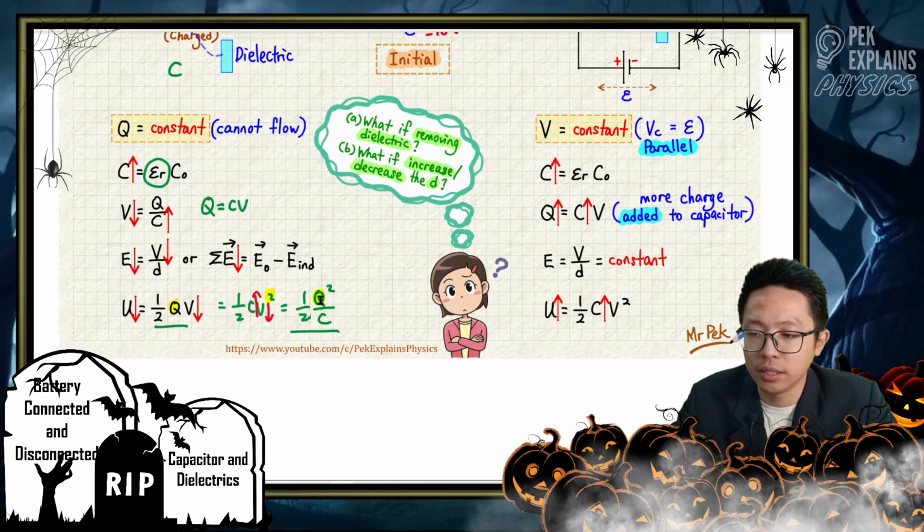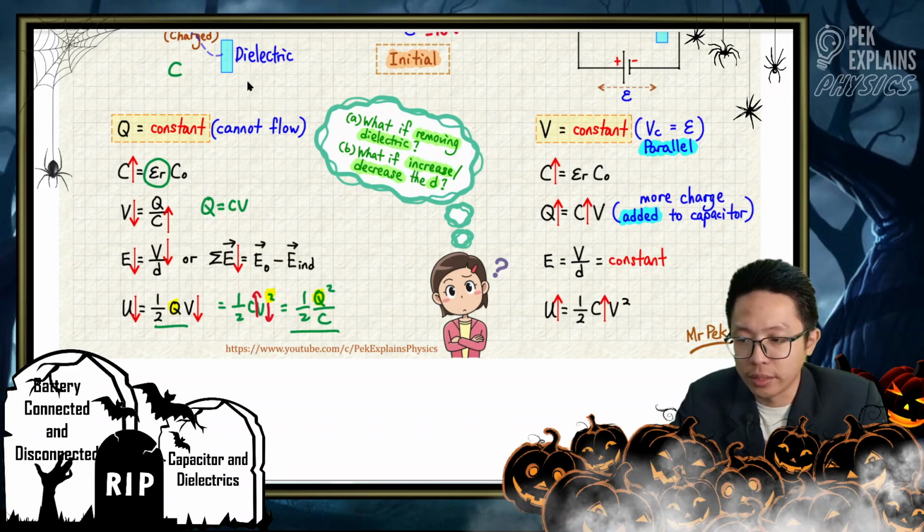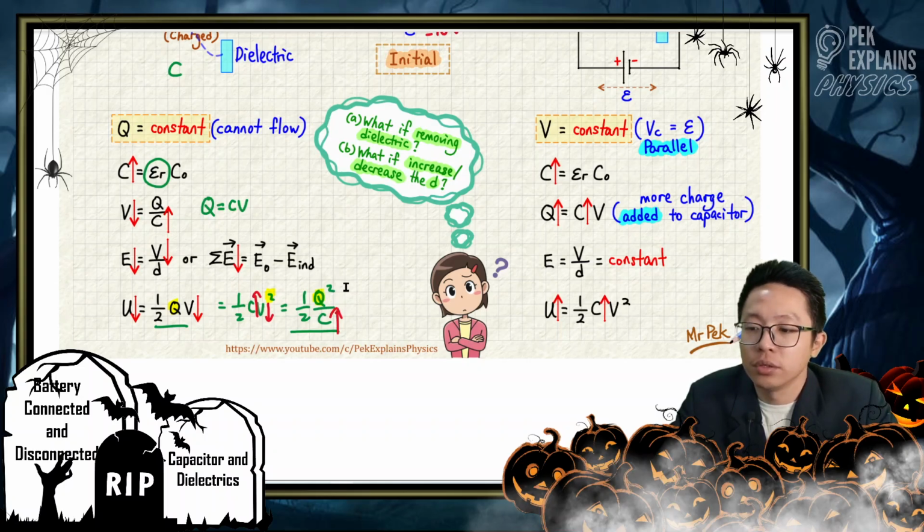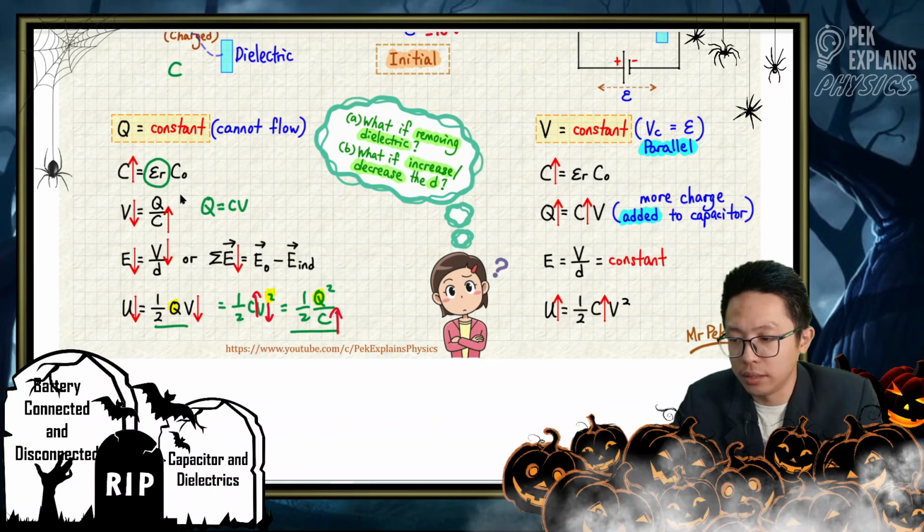How about this one? Can we use this formula, half Q squared over C? Yes, also, because we know that C increases when we put in the dielectric. When the C increases, the charge is constant, so the U decreases. So we better use these two formulas, this formula and this formula.